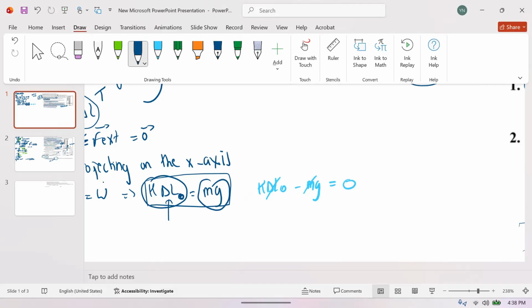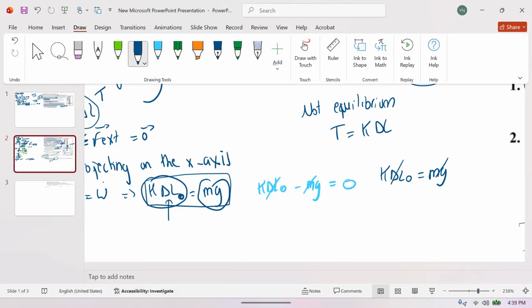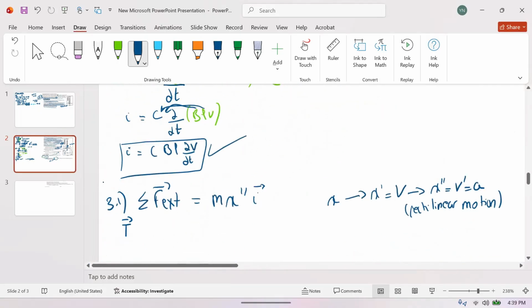Okay? So, if it's not at equilibrium, you have to say in general T equals K delta L, but not delta L0. Delta L0 is for the equilibrium. But even though you don't have equilibrium in your exercise, and you see in the equation K delta L0 and mg, you can cross them out because they are equal no matter what the condition is. Okay, I think it's not clear now. When I solve the question, maybe it will be clearer.